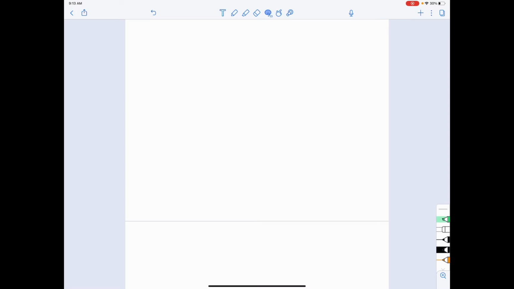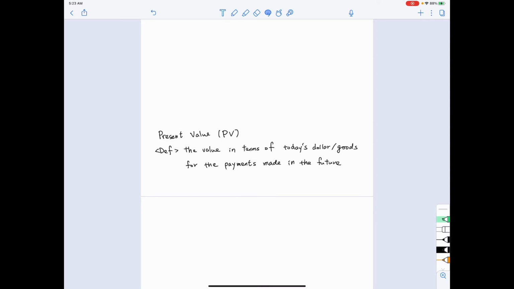So then when we want to add up the income that occur at different dates, what can we do? We cannot add up the $1 occur today with the $1 occur 1 year after because there are different $1. So in here, we need to introduce the term that called present value to resolve this issue. So what is a present value? A present value is the value in terms of today's dollar or goods for the payments made in the future.